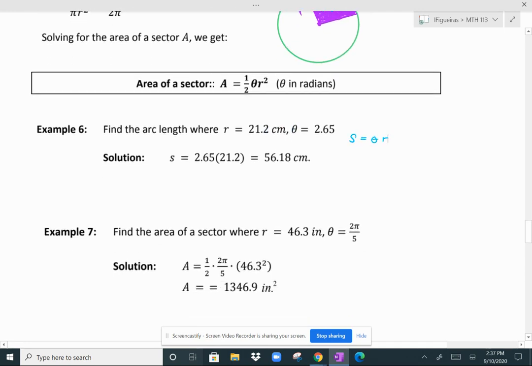So now we have to find the area of a sector where your radius is given to be 46.3 inches and your theta is again in radians as 2 pi over 5. So this time we use the formula A is equal to 1/2 theta r squared. So that's exactly what you see here, 1/2 theta r squared. When you compute that, you get 1,346.9, and this is inches squared because we're talking about area. Your radius is measured in inches, and therefore the area is in square inches.